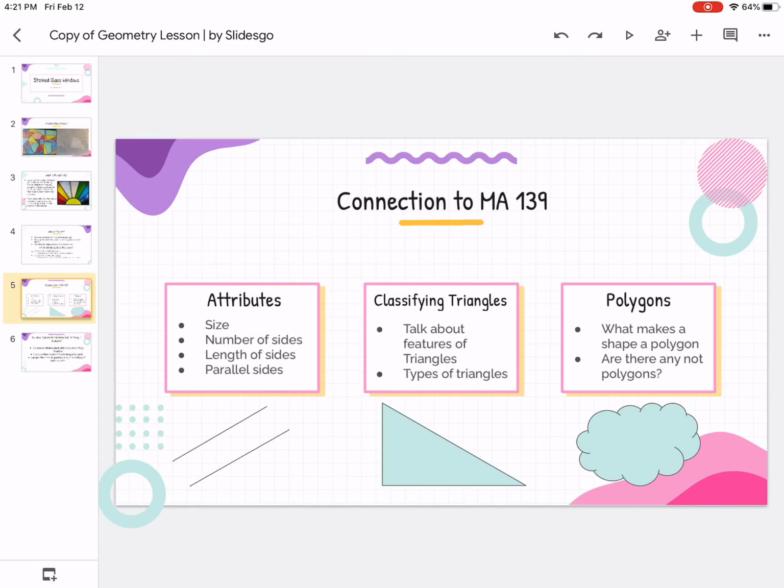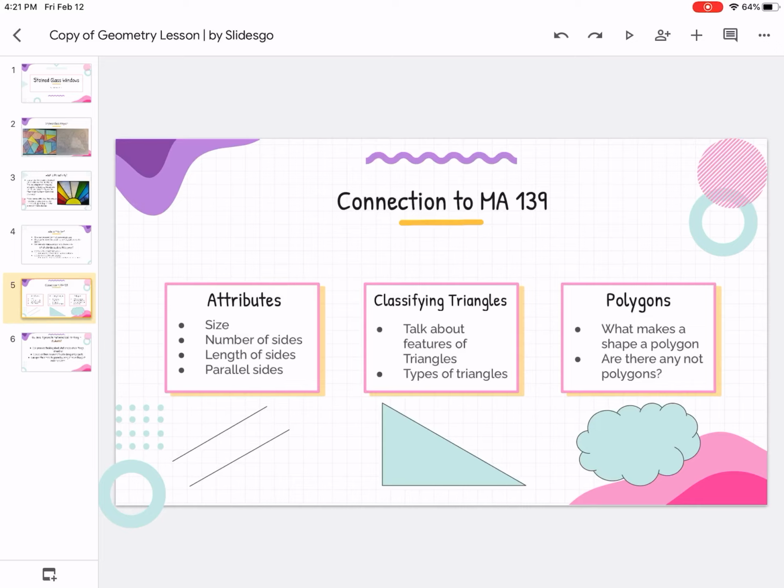It connects to Math 139 through attributes, classifying triangles, and polygons. The attributes are like the size, the number of sides, the length of the sides, the parallel sides, stuff like that. And then angles. And then you can classify the triangles.